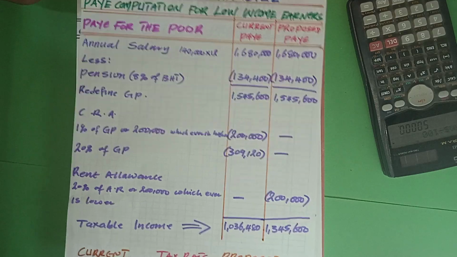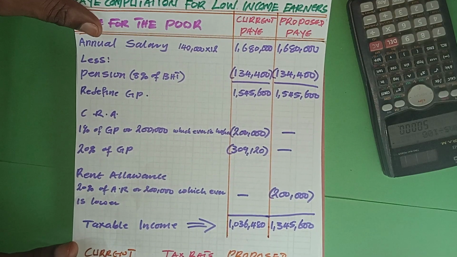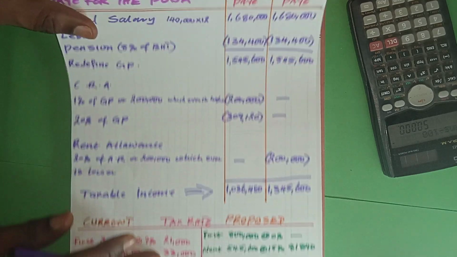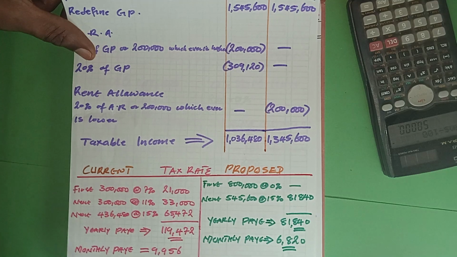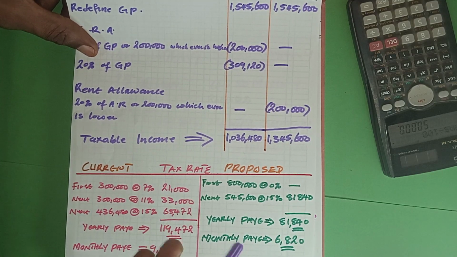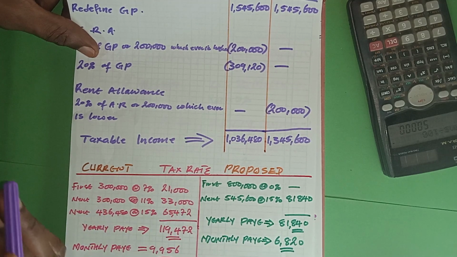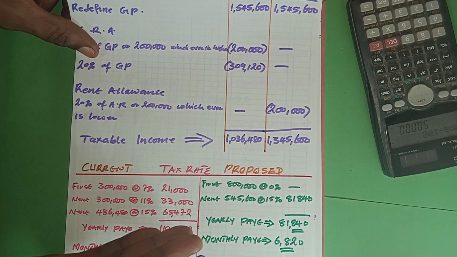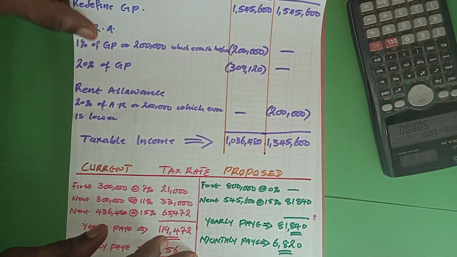But for the sake of this video, it's just to let us know that the low-income earners will pay less than what they have been paying before if the tax bill is implemented, and we hope it is implemented so that the low-income earners can breathe. Actually, it favors the low-income earners.